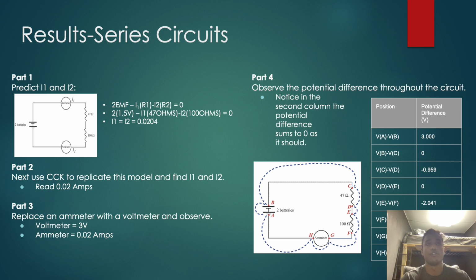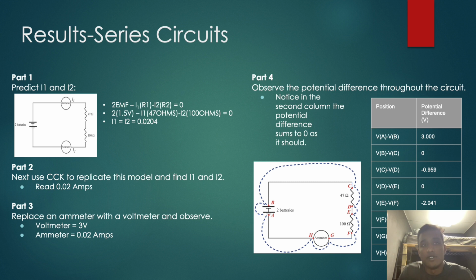Next, we will analyze the results of our series circuit. For part 1 of our analysis, we will predict what we think the values of the currents I1 and I2 are. To do this, we will solve the equation below: 2 EMF minus I1 times R1 minus I2 times R2 must equal 0. Using this, we can calculate I1 and I2 to be 0.0204.